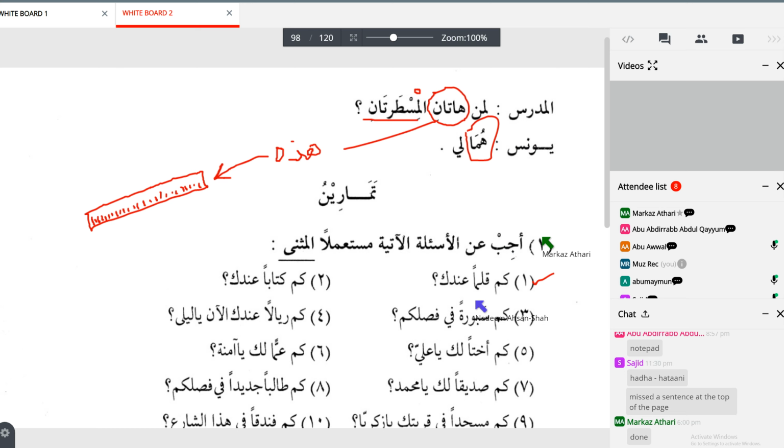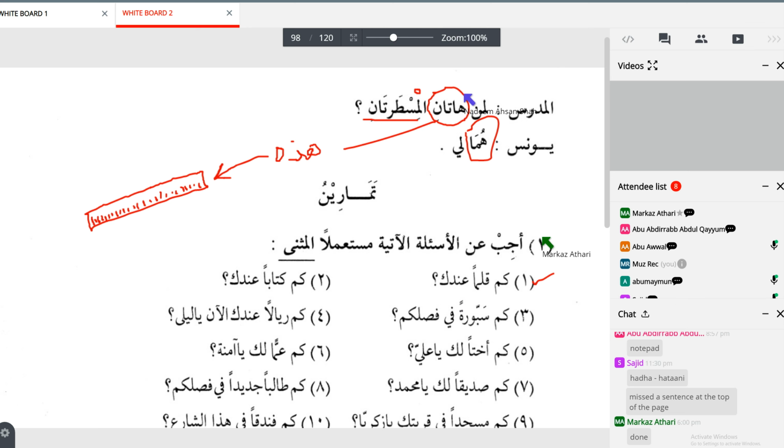Abu Maymoon, if you could do the reading of the question, Sajid, if you could answer the question using the muthanna form. كم قلما عندك؟ Sajid? Okay. So how many? The answer is Kalaman Indi.